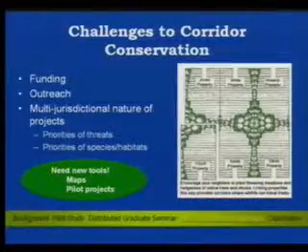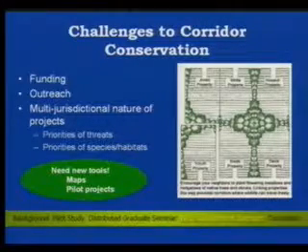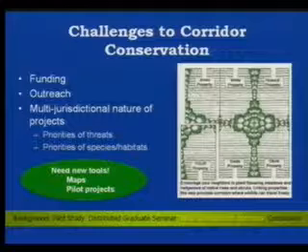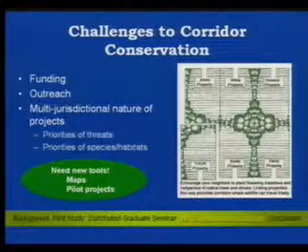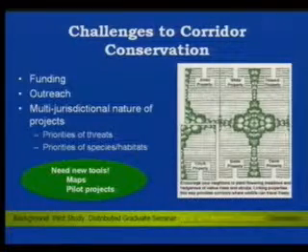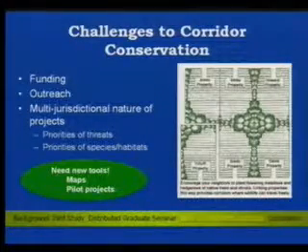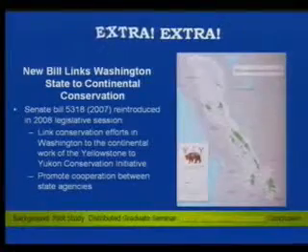So there are a few challenges to corridor conservation. Of course, funding, limited funding that is, and limited outreach. Also, the multi-jurisdictional nature of projects leads to differing prioritization of threats, as well as prioritization of species and habitats. So we need new tools to address these challenges. Maps are excellent for showing where corridors could be placed, and from pilot projects, we can learn from mistakes and apply them to future projects.